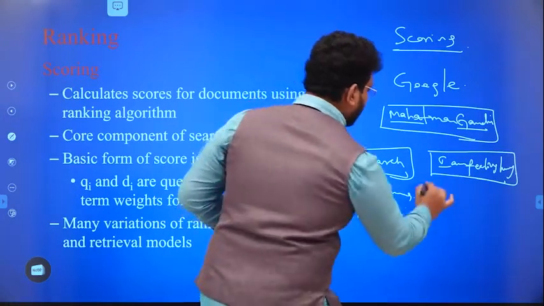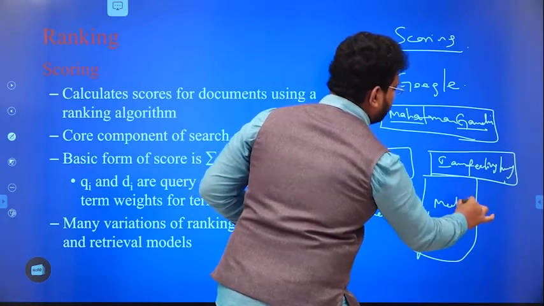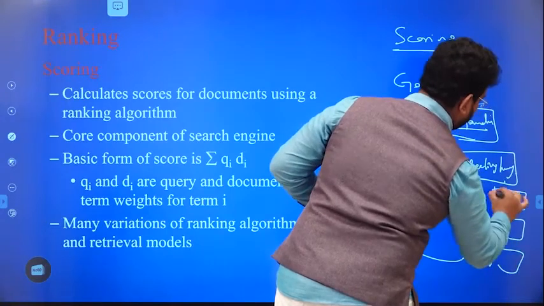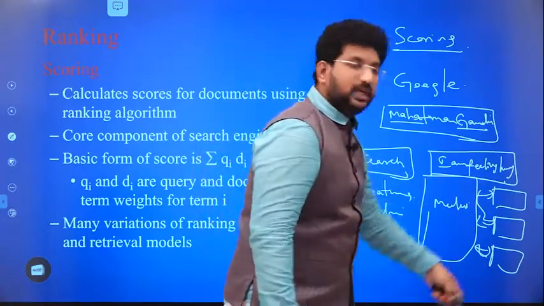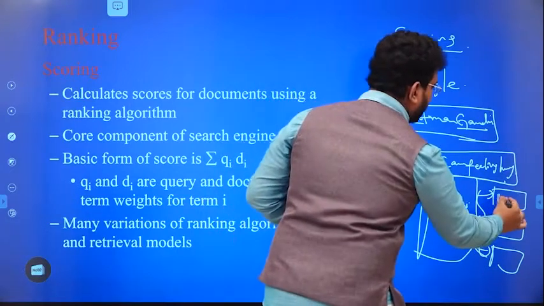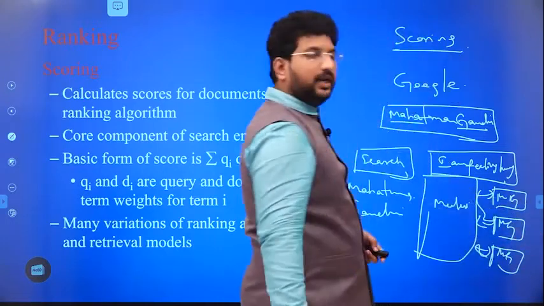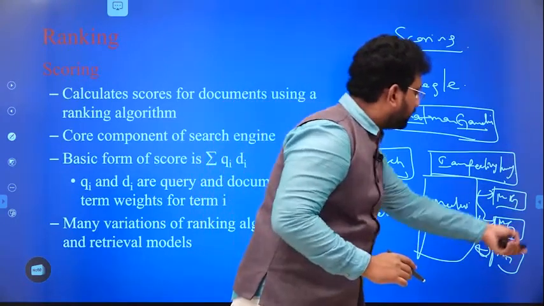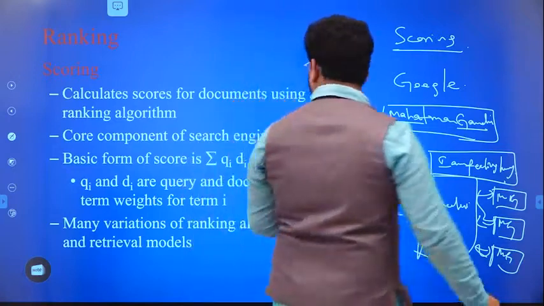For example, this is the user end, and there is a retrieval model. There are a number of documents available. Out of those documents, which ones are about Mahatma Gandhi, and how many times has Mahatma Gandhi occurred? Accordingly, from the query end and from the documents end, it is going to be processed, and finally it is going to sum up with the score. So that's what we are representing here.